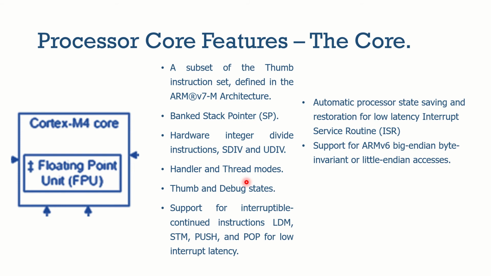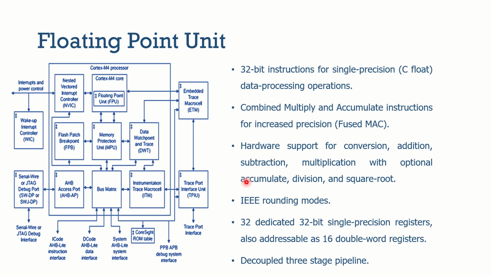Big-endian byte-invariant and little-endian accesses, I mean the big-endian format and the little-endian format, both are supported. And the most important addition that they claim with ARM is the floating point unit. We have 32-bit instructions for single precision data processing operations, which means floating point support is there. We have seen in the ARM7 architecture the MAC, the multiplication and accumulation unit, in the data flow, and the same is available here. Here we have multiply and accumulate instructions, which ensure increased precision, and at the same time they are also fast. Hardware support for conversion, addition, subtraction, multiply with accumulate, division and square root is also available. The inclusion is square root; this was not there in the previous versions.